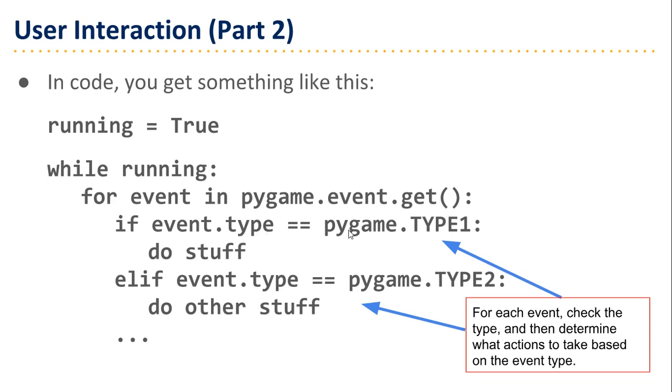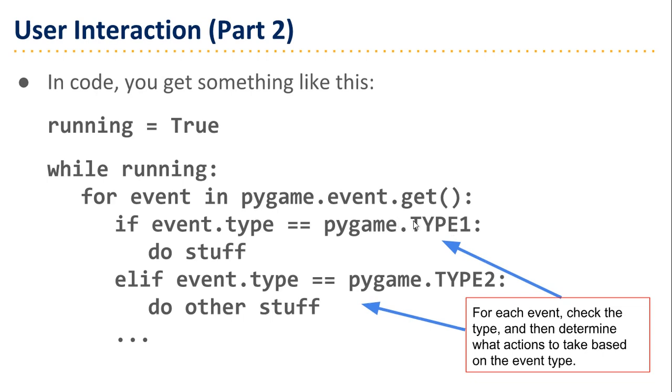We'll check if it equals some built-in Pygame event type. So I wrote type 1, that's not an actual type, but maybe this is a mouse click or a key down or a mouse movement or some other type of event. And you can look up all the built-in Pygame event types.